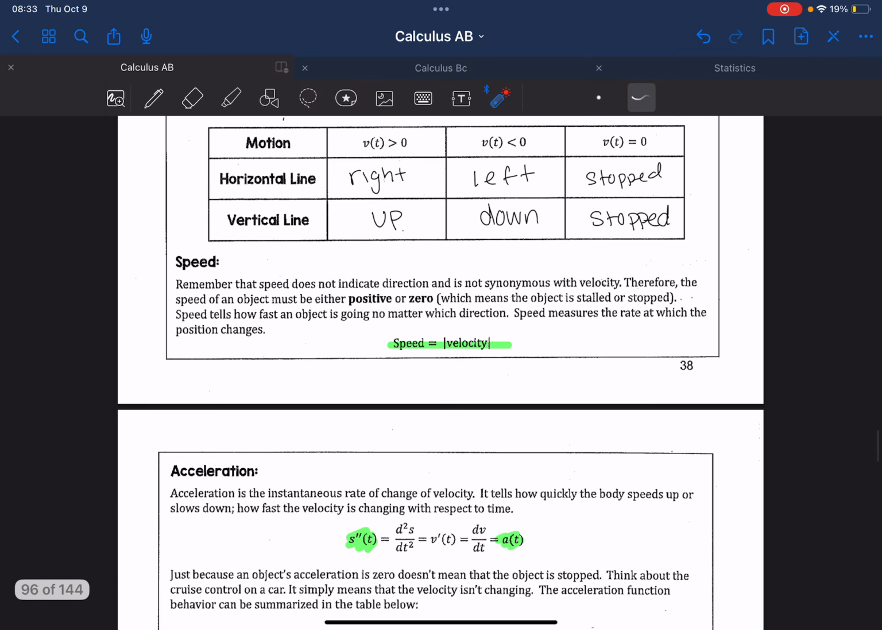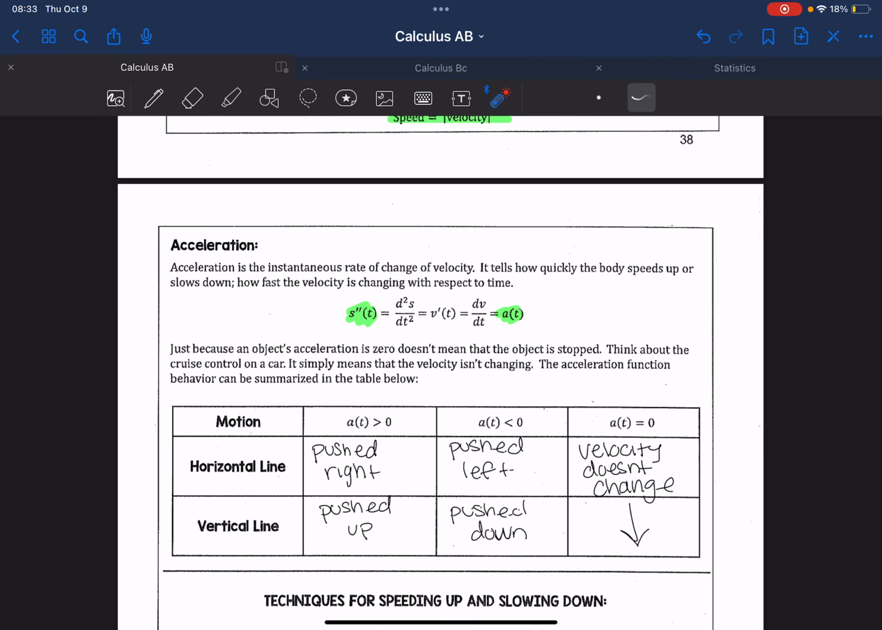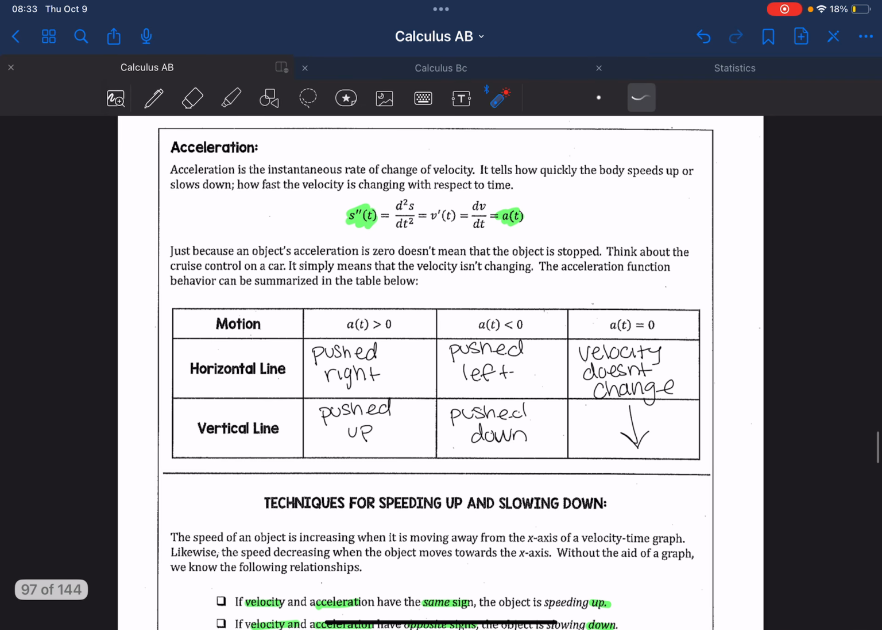Okay. Then we have speed. Speed is the absolute value of velocity, because speed measures the rate at which the position changes. Okay. So with that being said, speed must be either positive or zero because we cannot have negative speed. Okay? We already mentioned that acceleration is the second derivative of the position function or the first derivative of velocity, and this is where we can determine the motion of the object depending on if acceleration is positive, negative, or zero.